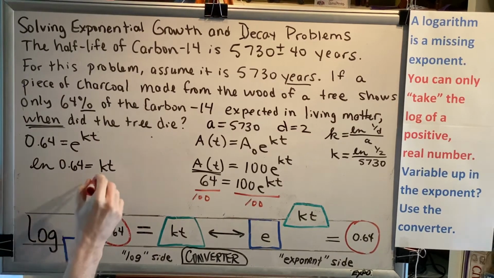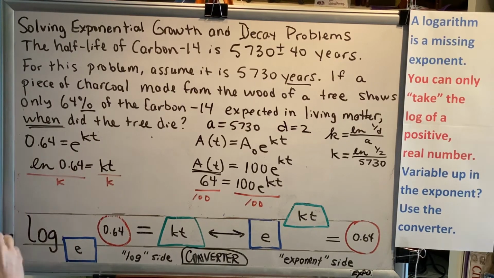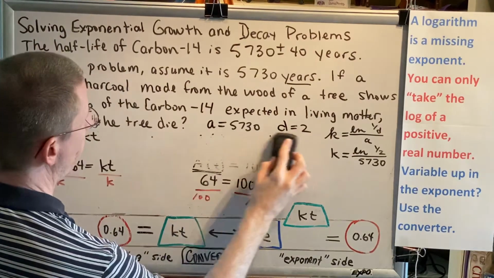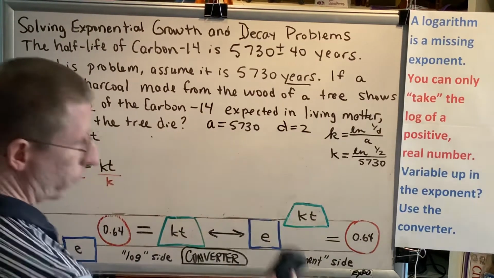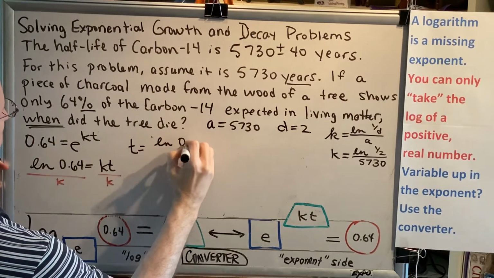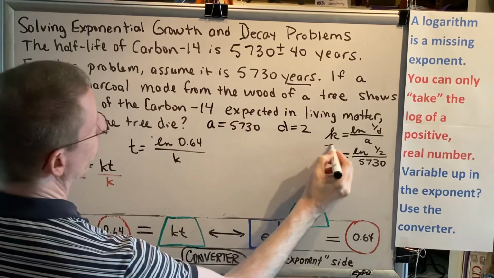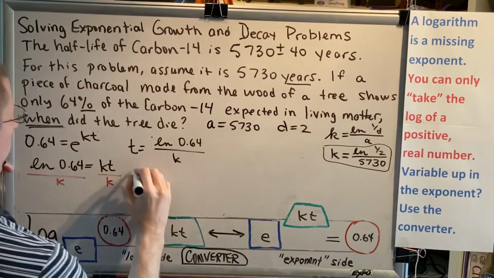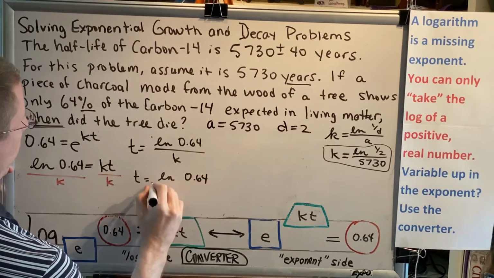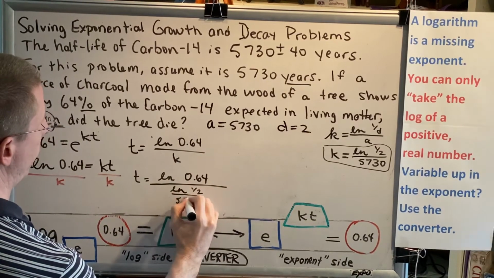Divide both sides by k. And we get that our exact answer is t equals the natural log of 0.64 over k. Now we know what k equals. We have a formula for k. So let's go ahead and put that in our problem. So we have the natural log of 0.64 over the natural log of 1/2 over 5730.